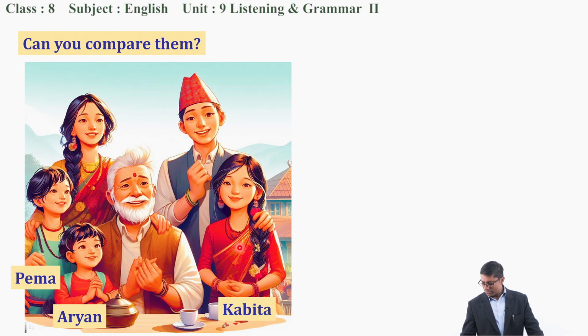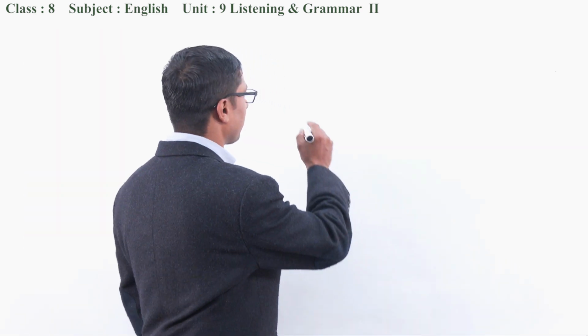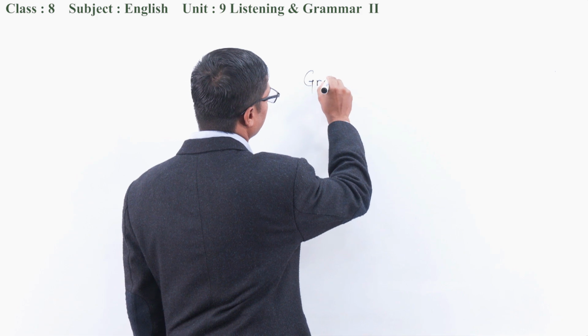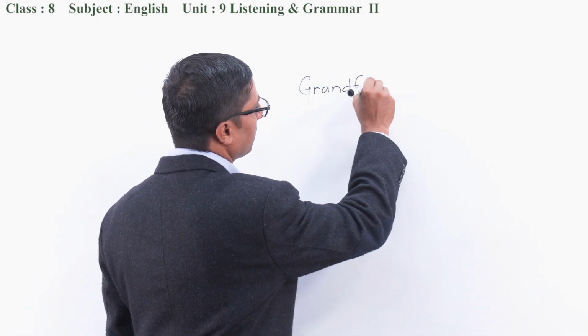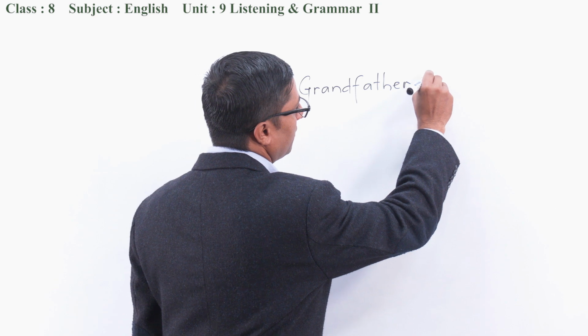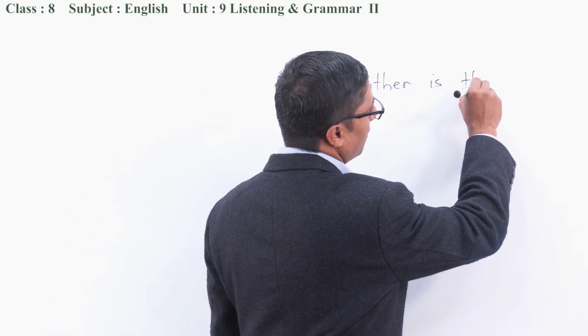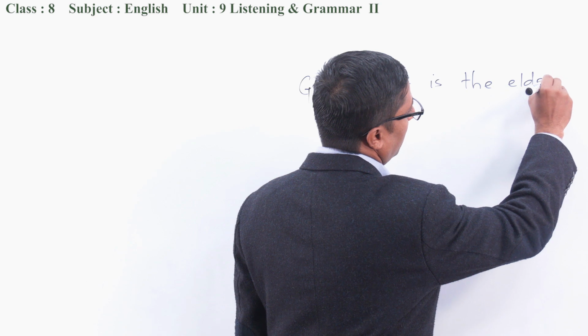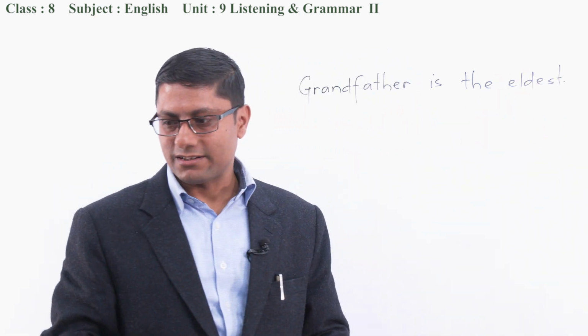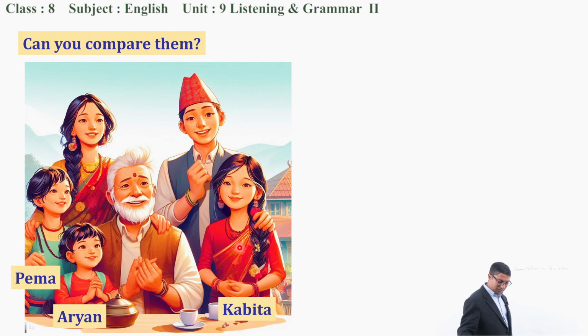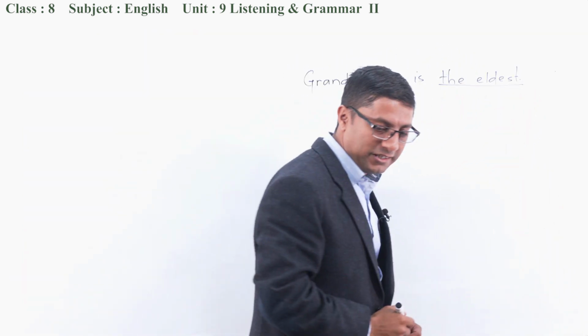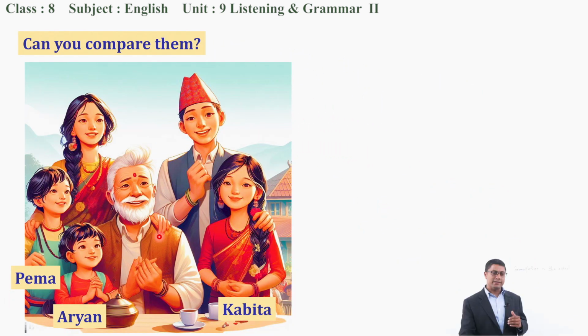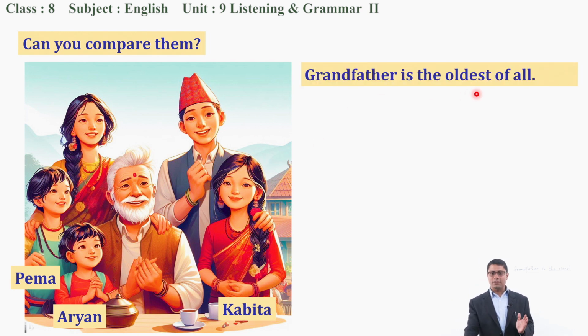Okay, that's fine. You said, very good. Grandfather is the eldest. Okay, so you used the superlative degree here. It means you compared the age of grandfather with the age of all the family members. So grandfather is the oldest of all.